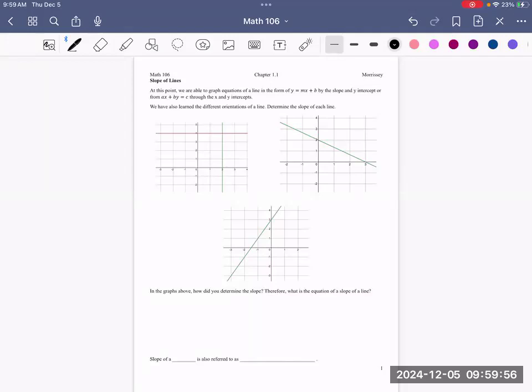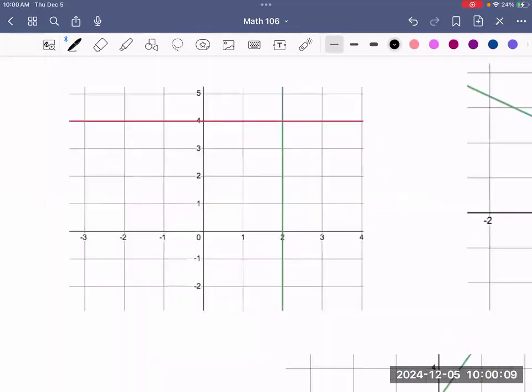So on top of that, we have also learned about different orientations of your lines. So taking these three graphs, can you pause this video and determine the slopes of each line? Now, within this first one, we have two different lines. We have the red line and the green line.